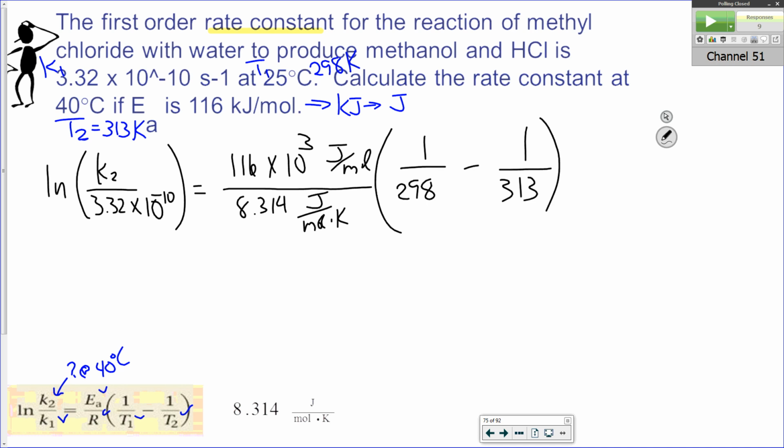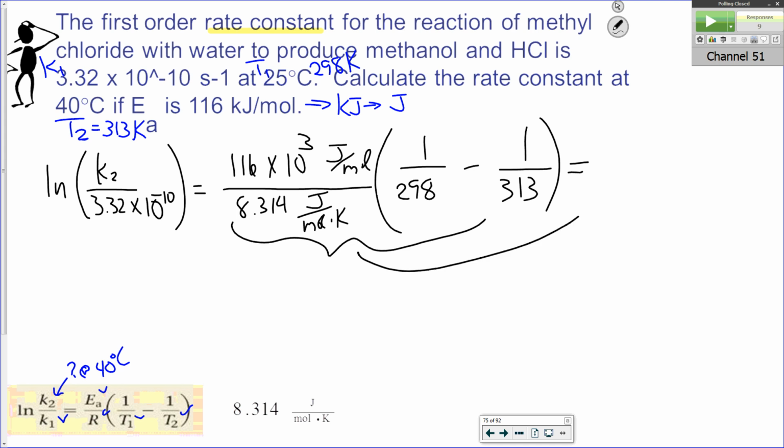Everything on the right-hand side is just a number. So everything over here on the right is going to equal whatever this number is. My approach would be to figure out what's in parentheses first, then multiply by E sub A and divide by R.